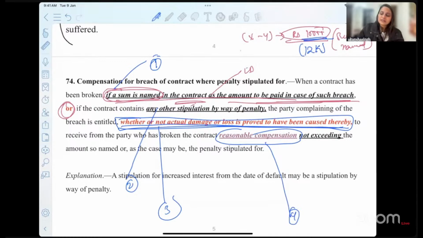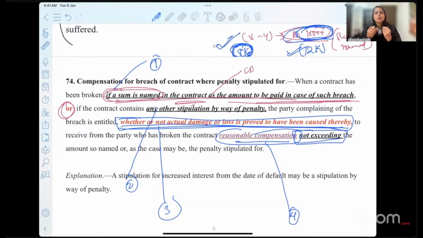Secondly, if the damage that happened is only 8,000, will the court be bound to pay you 10,000? The answer lies here. It says to receive from the party reasonable compensation which does not exceed the amount so named. So if I have named 10,000, and the reasonable amount is 8,000, what will the court grant me, 8,000 or 10,000? Obviously it will be the reasonable compensation, 8,000. Can it exceed the amount so mentioned? Obviously not, because it very clearly says not exceeding the amount so named.